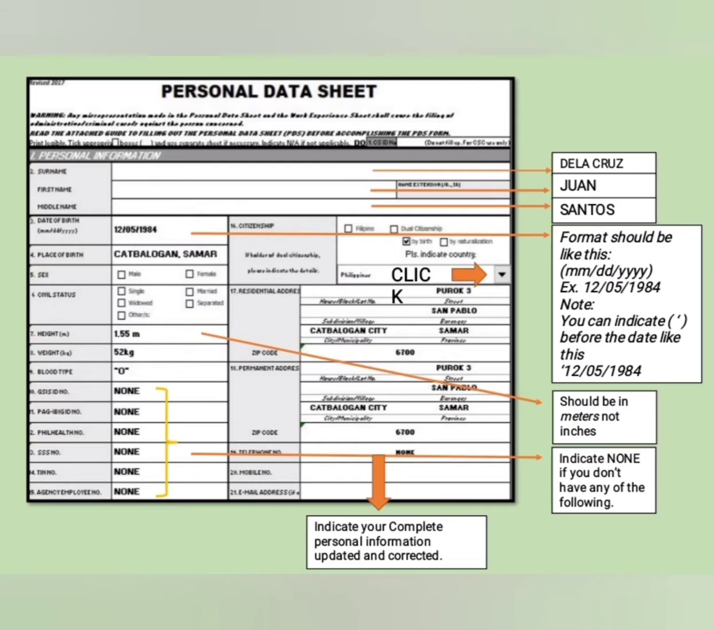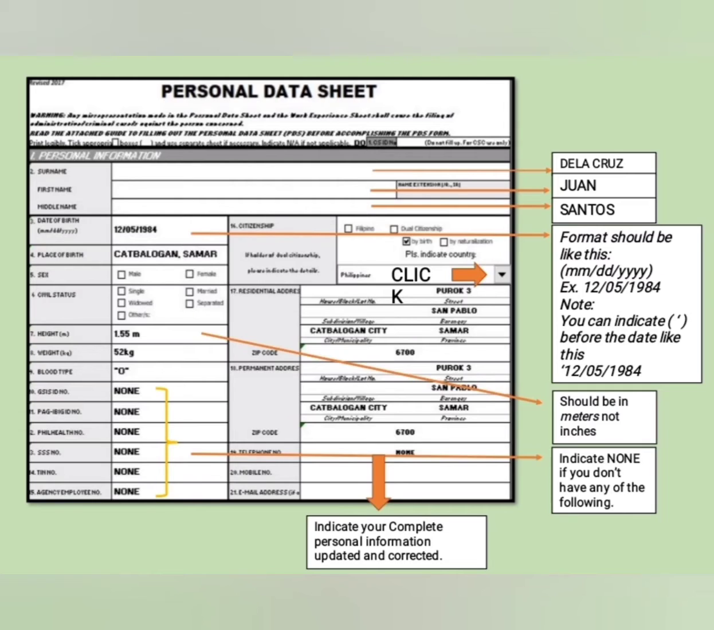And then you can indicate apostrophe before the date like this. Add apostrophe, 12/05/1984. So bakit nga ba siya kailangan lagyan ng apostrophe? Kasi may time na nagkaka-interchange yung entry mo lalo na sa date. Like for example, instead na December 5 siya ay naging May 12. Kaya kailangan lagyan apostrophe para hindi siya magka-interchange.